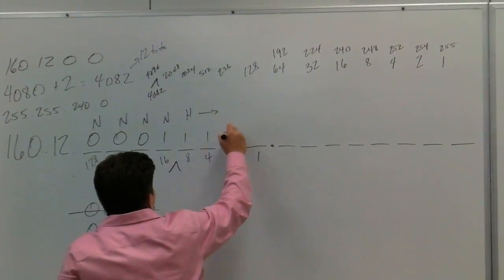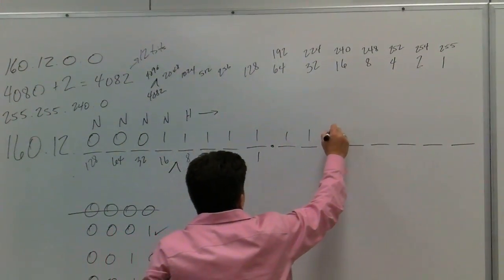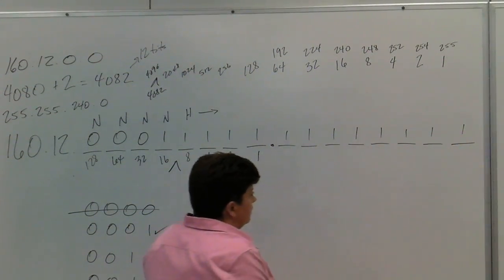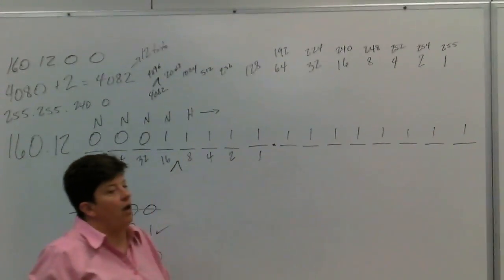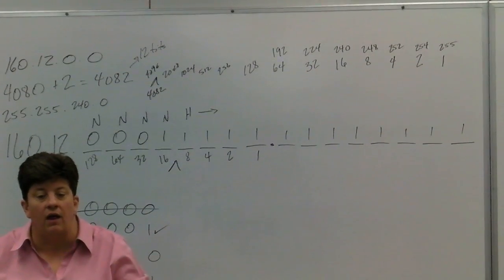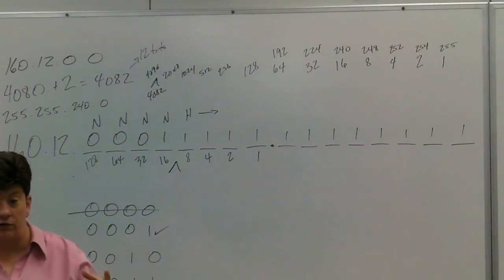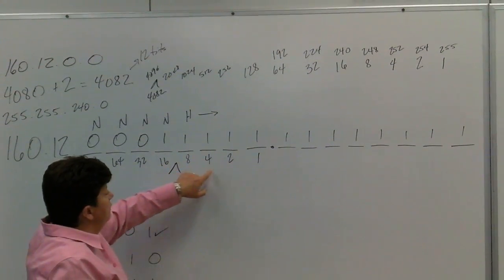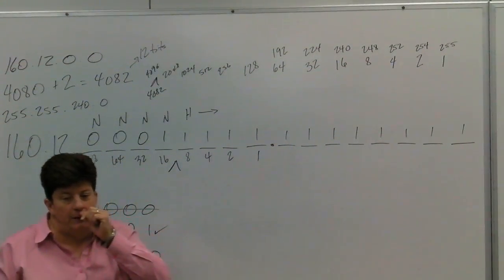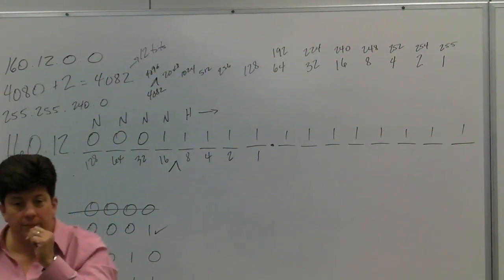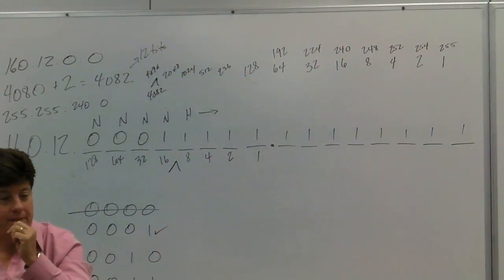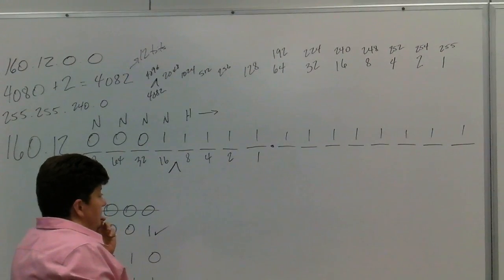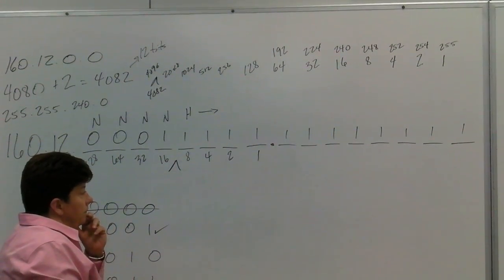If I'm trying to figure out my broadcast address or the last usable, this would be the broadcast. All 1s in the host side. Remember, broadcast is all 1s in the host portion. 16 plus 8, 4, 2, 1 equals 31. Does that help? Neat trick. It's 32 minus 1. Okay?